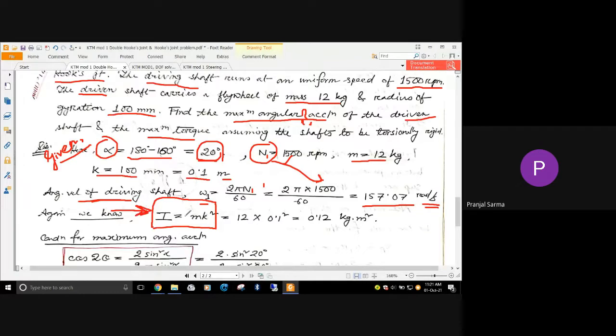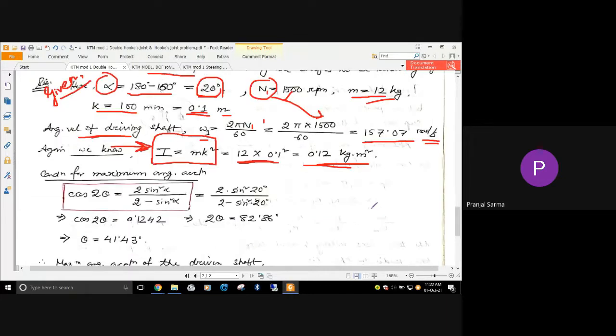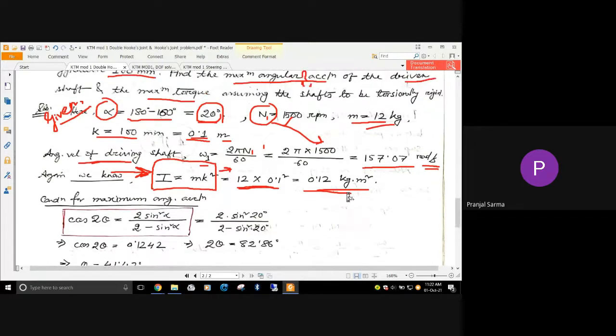Okay, so from here, what I can find out, m is already given, radius of gyration is given. So I = mk², m is 12 kg, k is 0.1, so 0.1 squared. So what we are finding, we are getting I to be equal to 0.12 kg per meter square. Okay, so this value will be required ultimately.